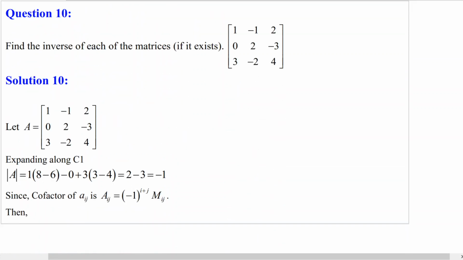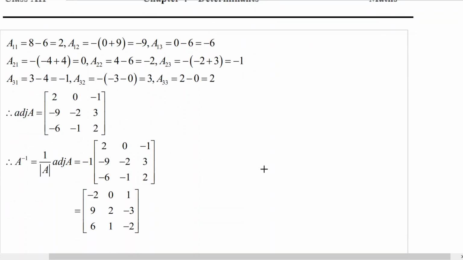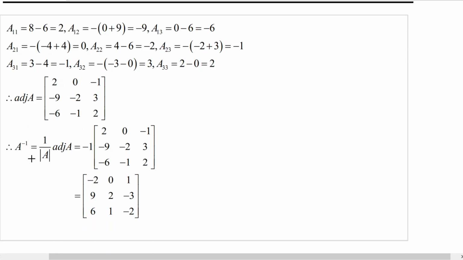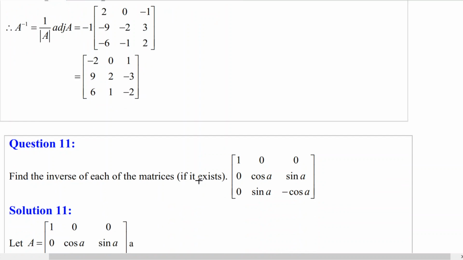Similarly, this question, let's not waste our time. This is the matrix, find the determinant and then find the cofactors. And once you find the cofactors, then A inverse is 1 by determinant A, adjoint A.